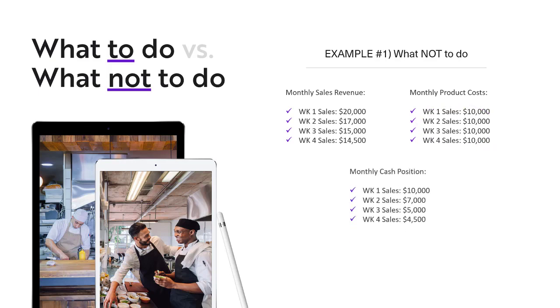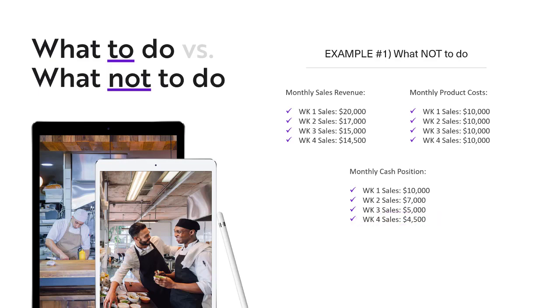Now let's check out our monthly cash position. Week 1, we've got that $20,000 in sales minus our $10,000 in product costs, leaving us $10,000 cash on hand. Week 2, $17,000 in sales minus our $10,000 in product costs, leaving us $7,000 cash on hand. Week 3 sales, $15,000 minus our $10,000 product costs, $5,000. Week 4, $14,500 in sales minus, again, our $10,000 in product costs because we're spending the same every single week, with our $4,500 cash on hand left over.